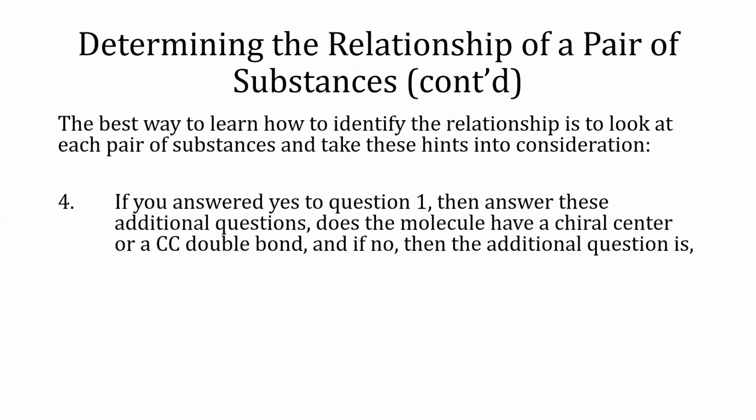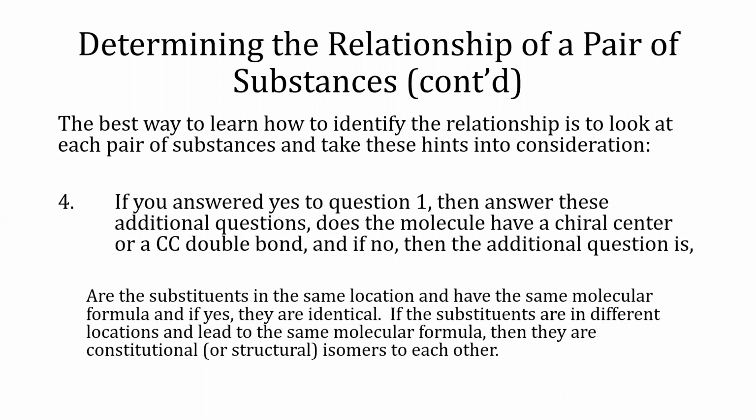4. If you answered yes to question 1, then answer these additional questions. Does the molecule have a chiral center or a C=C double bond? And if no, then the additional question is, are the substituents in the same location and have the same molecular formula? And if yes, they are identical. If the substituents are in different locations and lead to the same molecular formula, then they are constitutional or structural isomers to each other.